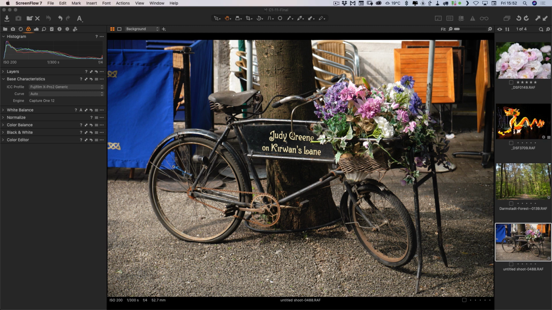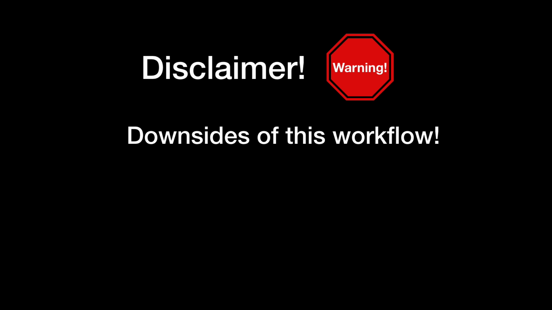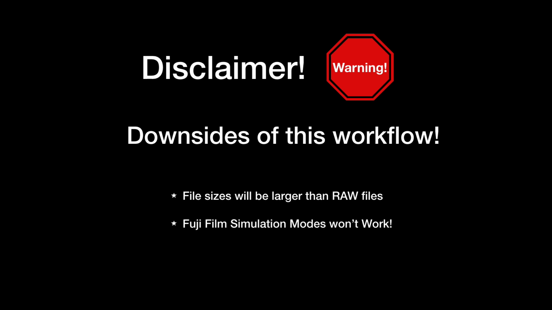But before I get to it, there's an important disclaimer I want to make here, and that is I do not recommend you do this as a full workflow. There's a whole range of reasons as to why this is a bad idea. I'm only showing this as an experiment. If you want to try it, go ahead. The problems with this method are, for a start, you won't be able to use the film simulation modes, so you won't be able to use Provia, Velvia, etc. And secondly, the file sizes are going to be fairly large.